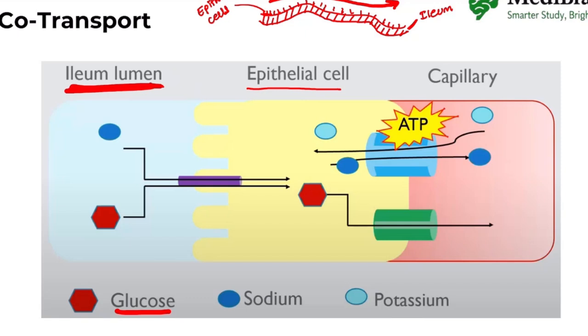And we need to absorb the glucose all the way from our small intestine through the epithelial cell and into our capillary. How's that going to happen? That's why we have co-transport. So first of all, we have sodium ions and we have potassium ions. Sodium ions are shown over here in dark blue. These sodium ions are going to move into the capillary from the epithelial cell by active transport using ATP.